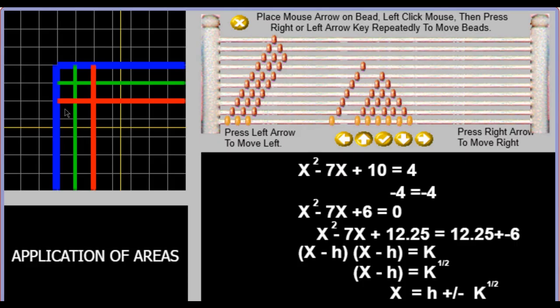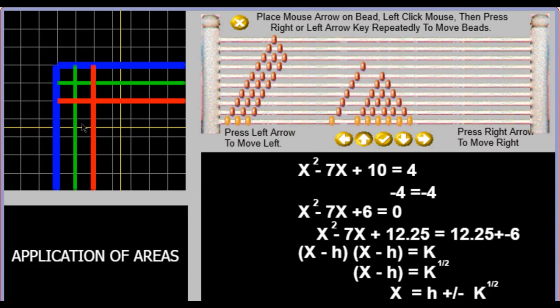And so, if we look at 3.5, which is half of the blue line, we can see this area in here is 12.25. You can see .5 going up 3.5. You see that little bitty square right there is the 0.25. So 3.5 times 3.5 will give us 12.25, which we added to both sides.